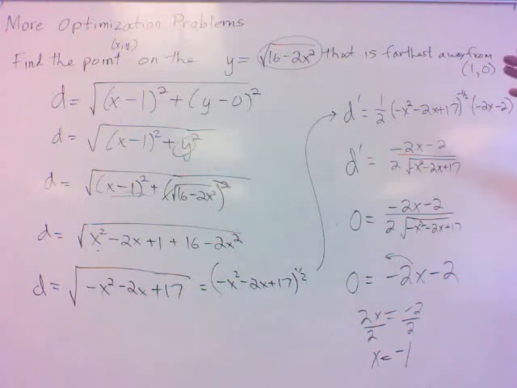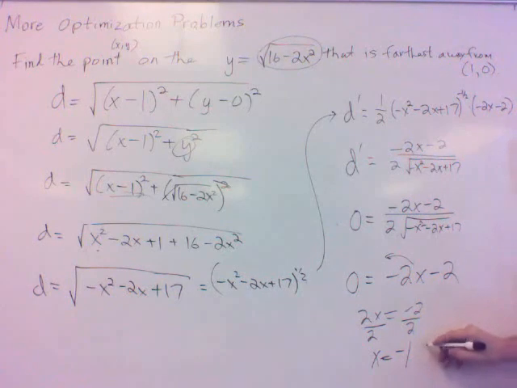So the only thing to finish it out is I need the point, the x comma y. So the y value would be the square root of 16 minus 2 times negative 1 squared.